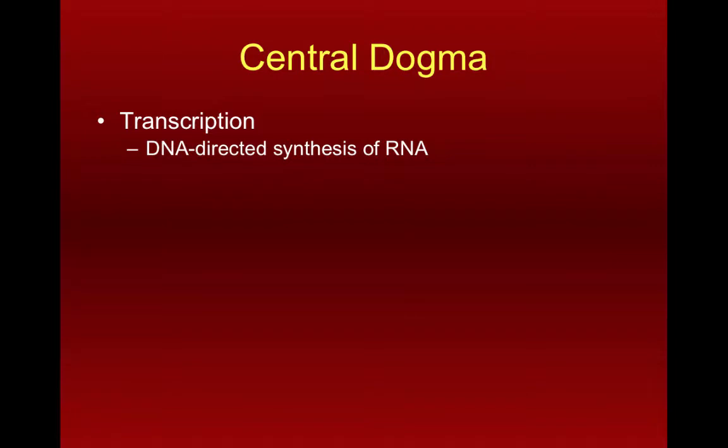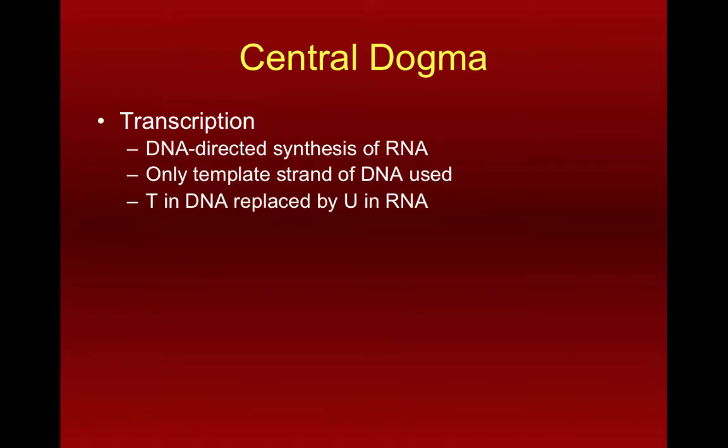DNA is used as a template or a set of instructions on how to build RNA. This typically only uses one strand of the DNA template. The other strand is not used. A few differences between DNA and RNA throughout the process: DNA contains deoxyribose, whereas RNA contains ribose. That's one important difference. The sugars are different in DNA versus RNA.